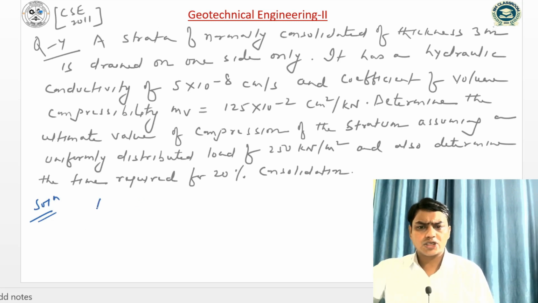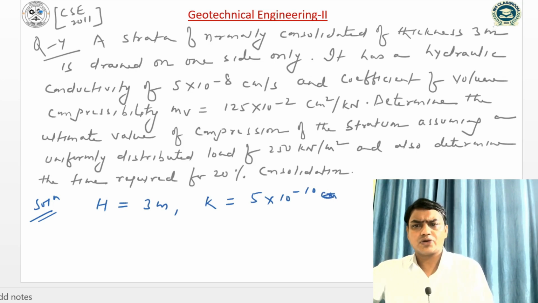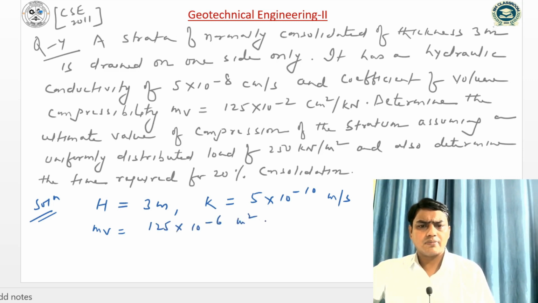So here the thickness of the layer is given as 3 meter, and the coefficient of permeability is given as 5 into 10 to the power minus 8, so it will be 5 into 10 to the power minus 10 meter per second, because 1 centimeter is 10 to the power minus 2 meter. The coefficient of volume compressibility is 125 into 10 to the power minus 2 centimeter square per kilonewton, so it will be 125 into 10 to the power minus 6 meter square per kilonewton, and delta sigma dash is given as 250 kilonewton per meter square.